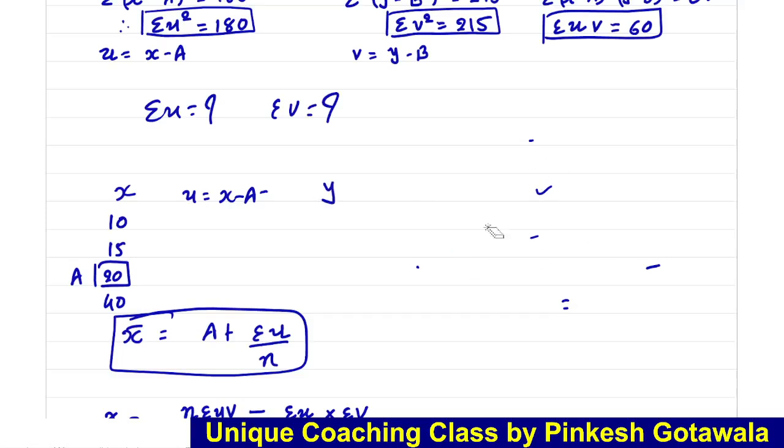Okay, if there is a column of y, 20, 30, 40, we suppose any number as b and the column v is y minus b.